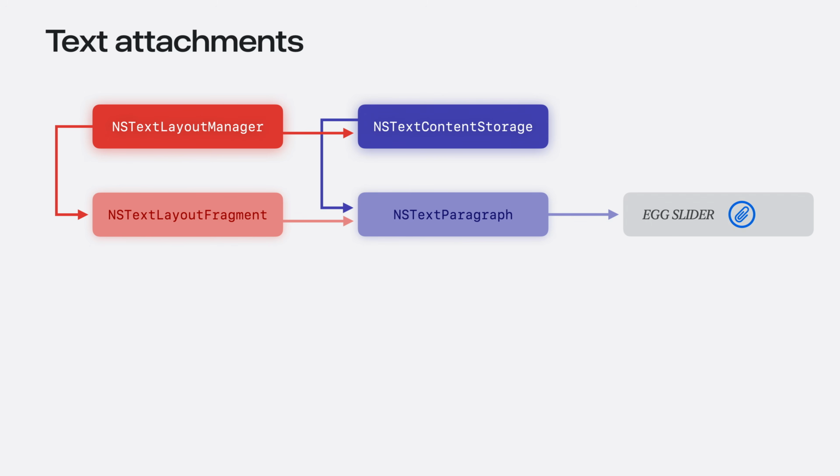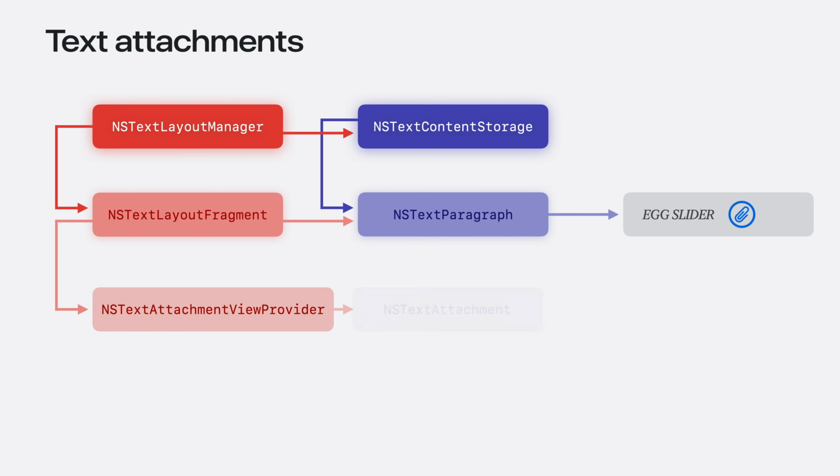Let me focus on one paragraph and represent an attachment using the paperclip symbol to make things simple. A text attachment is stored in the text storage just like any other character, and is done using a NSTextAttachment object. When the layout manager encounters a text attachment, it asks for an NSTextAttachmentViewProvider. That's the corresponding object in the layout layer. The view provider provides the necessary information to render the attachment onto the text view.